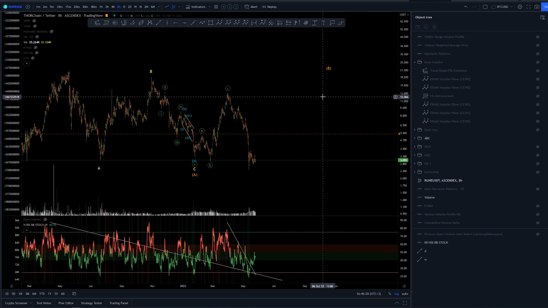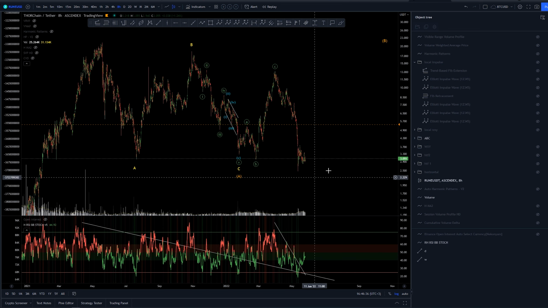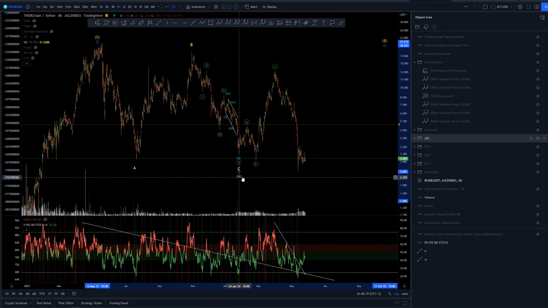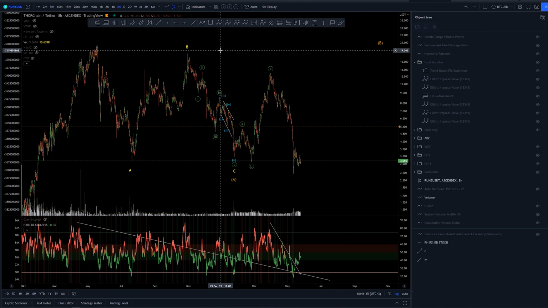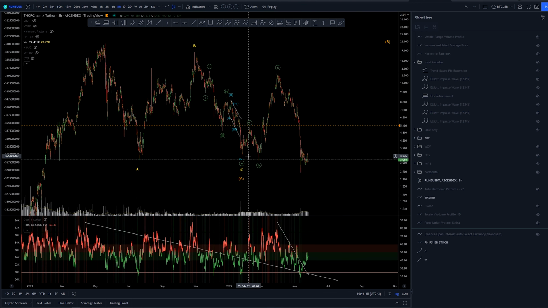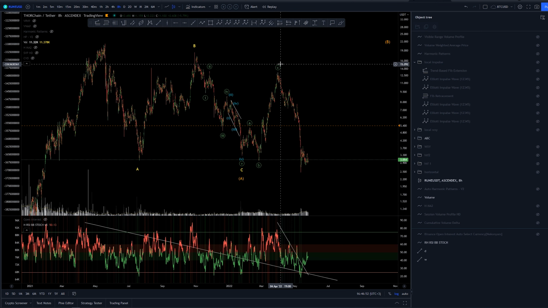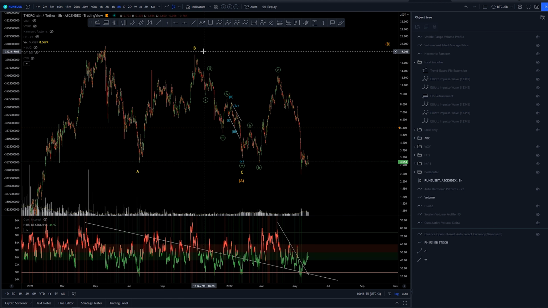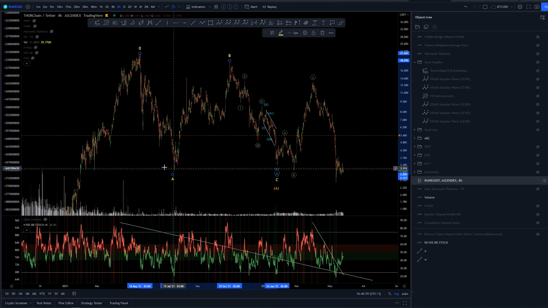The other one has the same issue here. Now this is a bit different though. Here we have an ABC, and this time, instead of ending the wave count here, we would be ending it here. So this is just to bring in the possibility of five waves here. This would again allow us to have an expanded flat here into a C wave and continuation downwards. But this structure again is a running flat, as it is ending before where the A was ended.